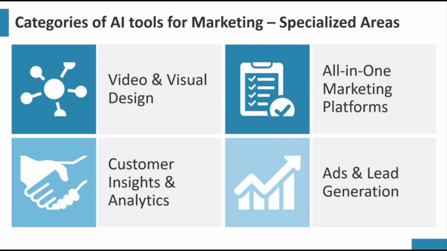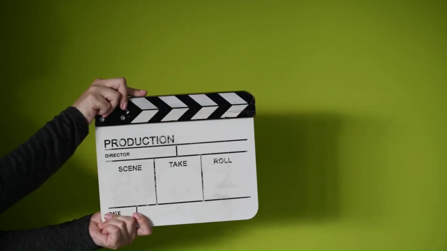Now that we've reviewed the primary categories of AI marketing tools, let's look at some of the other categories that are more specialized beyond the 4 core that may help you reach some of your other marketing objectives. This would include video and visual design, all-in-one platforms, tools that provide AI-enabled customer insights, online ads, and lead generation. We'll look at a few examples.